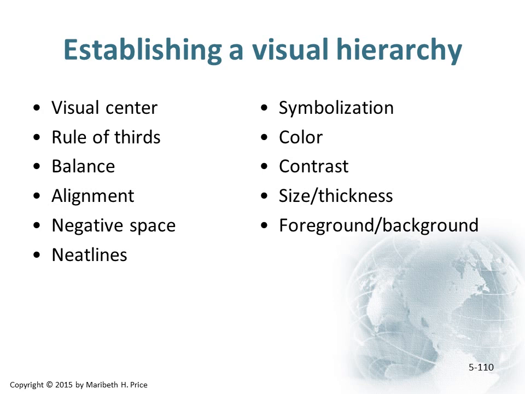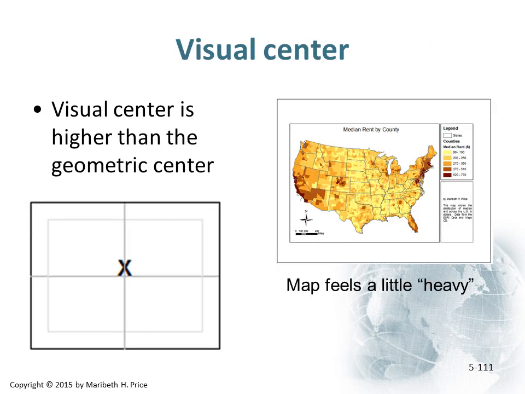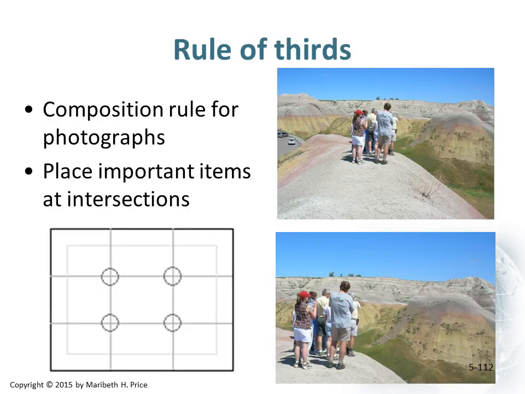The visual center is something. Rule of thirds, balance, alignment, negative space, neat lines, symbolization, colors, contrast, size, thickness, foreground, and background. We'll talk a little more about these. Visual center is not the center. It's actually just a little bit higher than the true center. And so you want to make the most important things be slightly above the center line of your map.